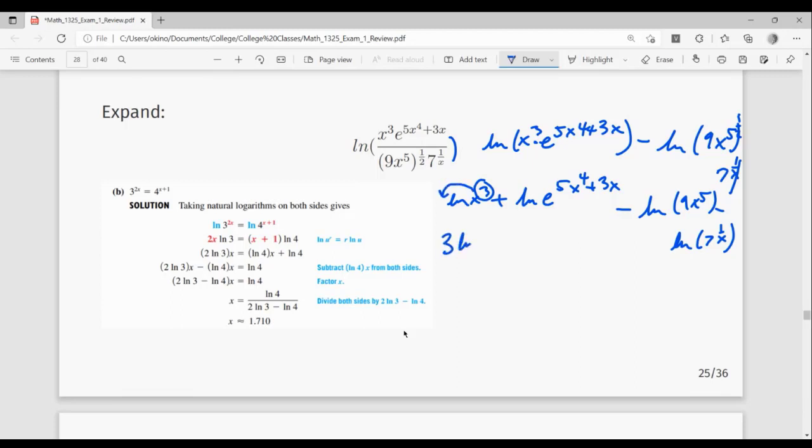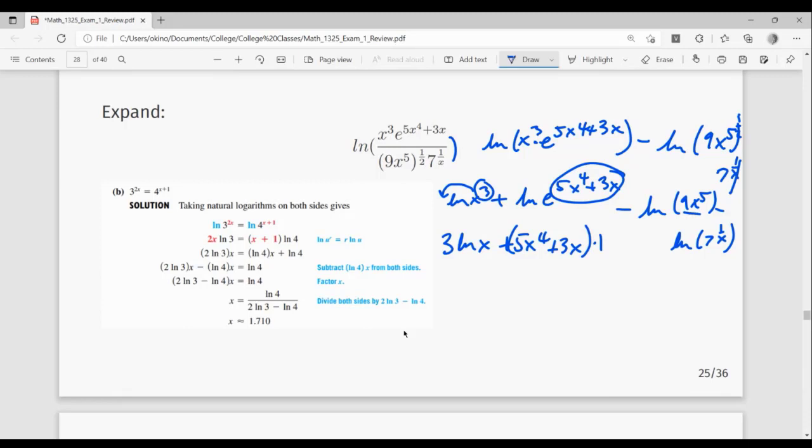So I have 3 ln x. I'm going to bring this out, so plus 5x to the fourth plus 3x. And now ln, natural log, is just log base e. So I have log base e of e, that's just 1, so times 1. Then I can actually separate this further.